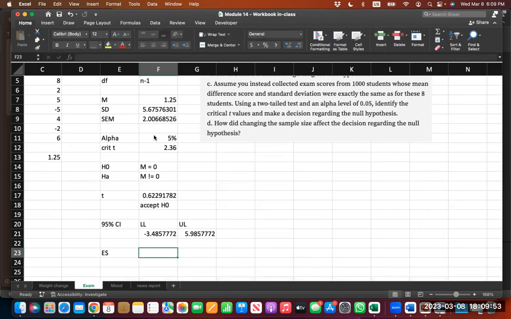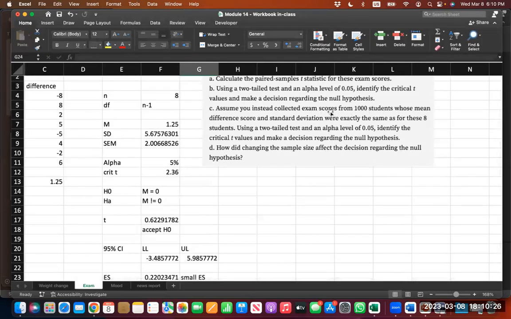Now we have an effect size, where we calculate our mean minus 0 divided by our standard deviation. An effect size of 0.22 is essentially a small effect size, as we know. So that's how simple it is. The paired sample t-test is really quickly calculated.